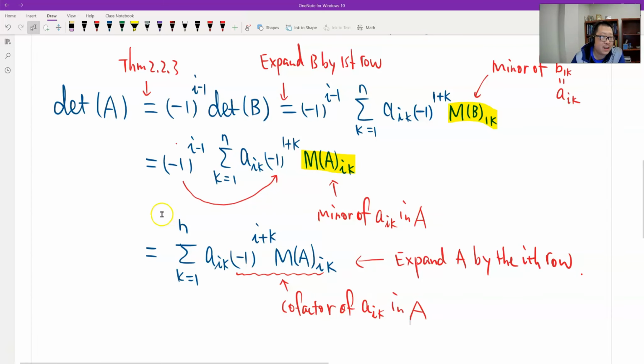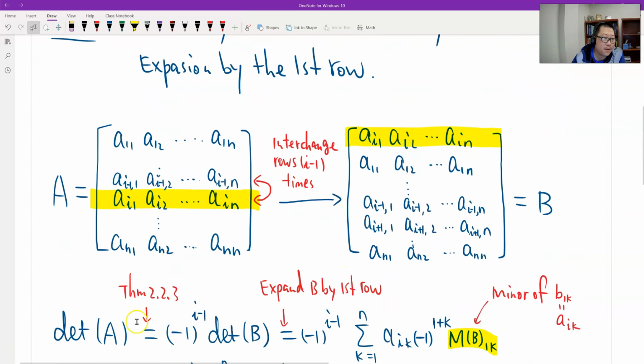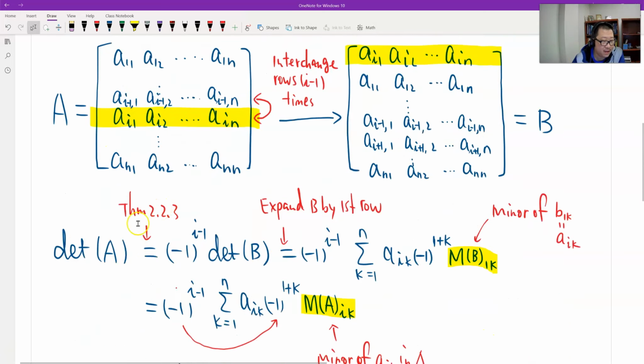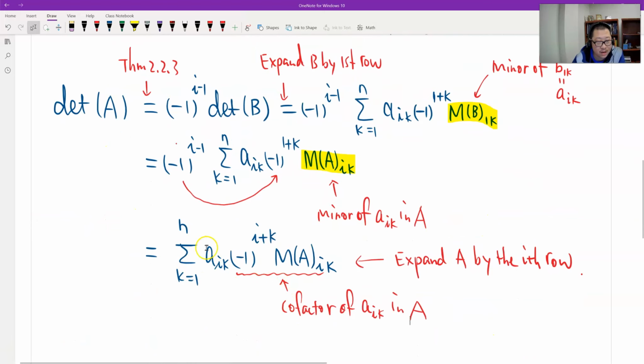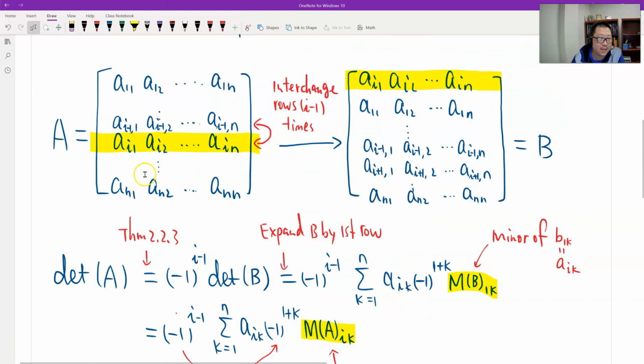So now what do we get? If we define the determinant of A by expanding the first row, then the determinant of A finally equals this term, which is just expanding A by the i-th row. No matter what i is, the second or the third or any other, it is the same result. Now one more.